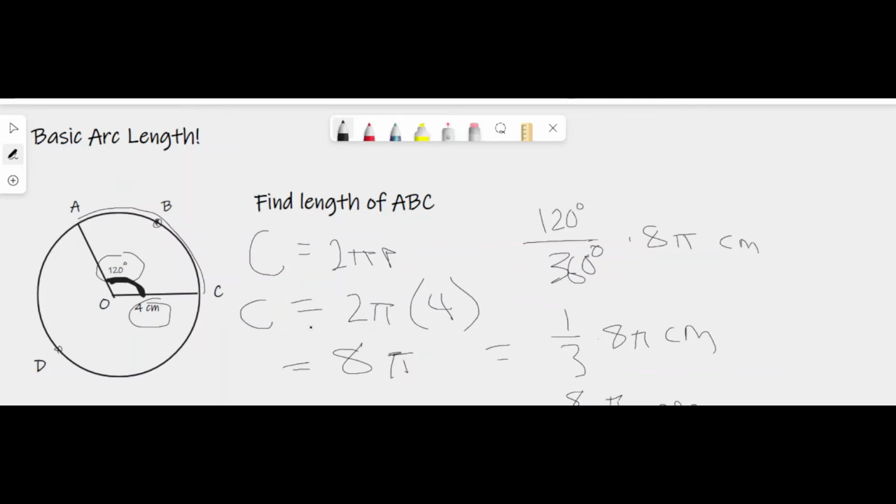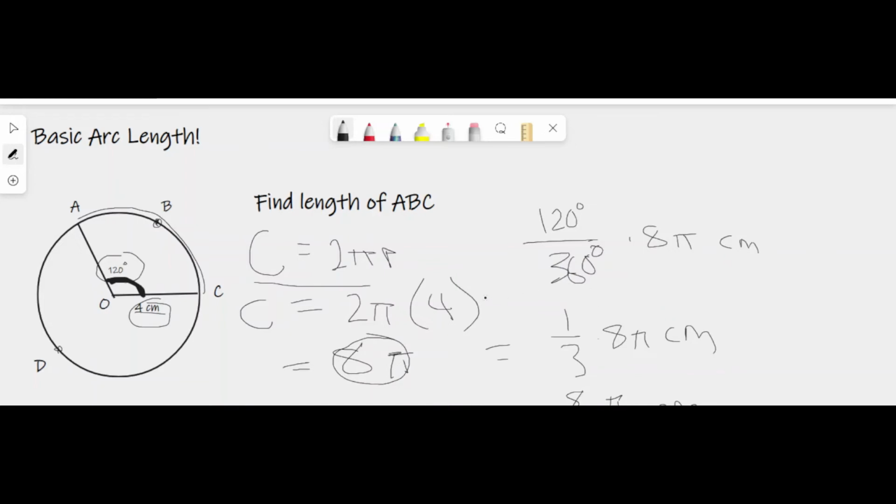Now, this one was obviously with a couple of easy numbers, and the next one will be a bit more challenging with the simplification of such a fraction. But this is just the basic way to do an arc length problem. It's just asking for a fraction of the whole circumference. So just to recap what we did: the circumference formula, which is 2 pi r. We took the radius, which is 4 centimeters. We plugged it into our equation, and we got 8 pi.